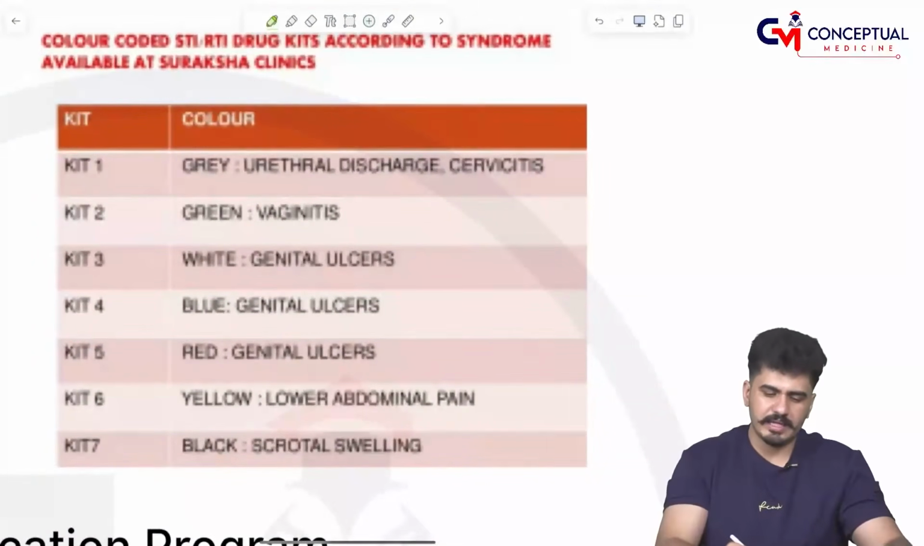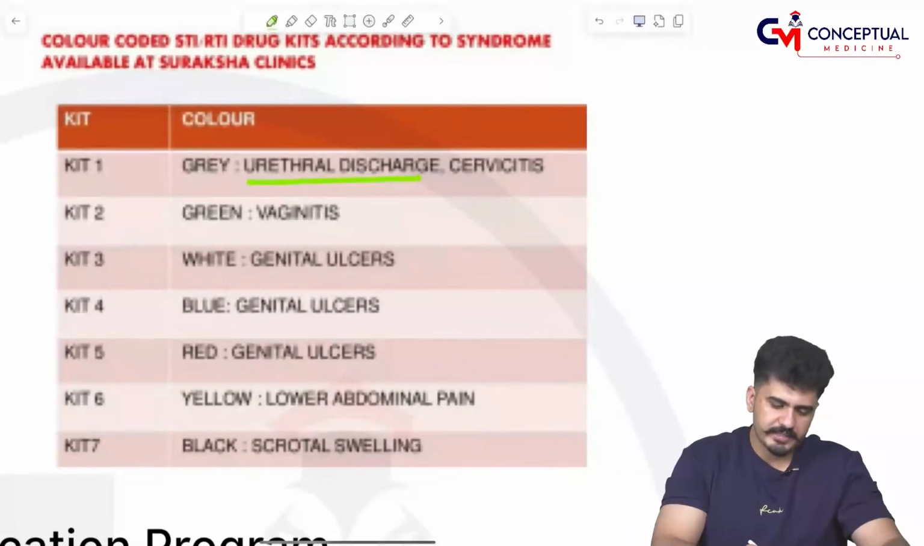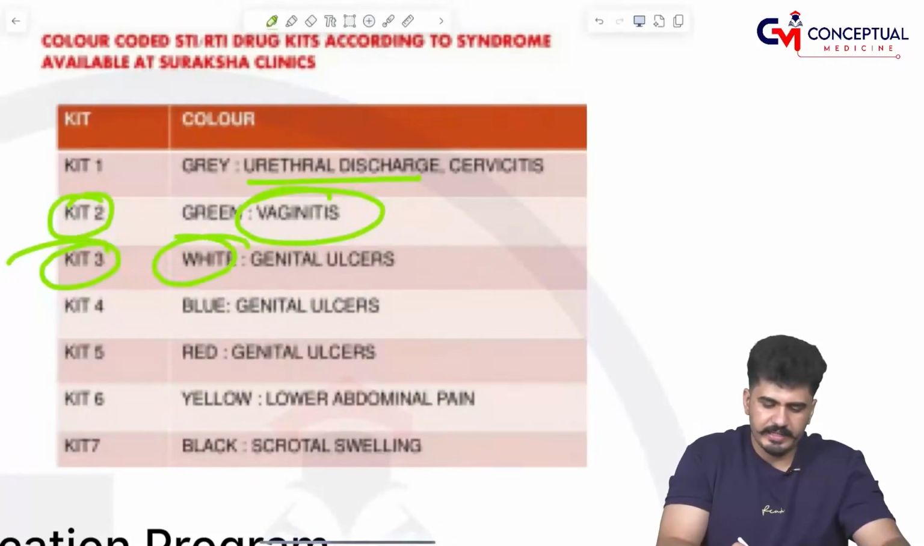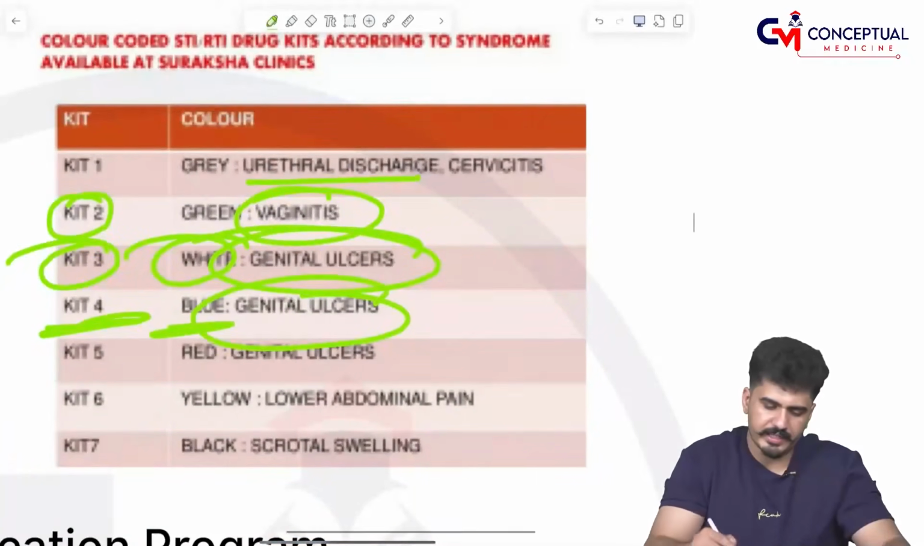And different types of kits also we have to remember. Kit 1 is grey color, that is for urethral discharge, that is cervicitis. Kit 2 is green color, that is for vaginitis. Kit 3 is white color, genital ulcer. Kit 4 is blue color, then again genital ulcer.